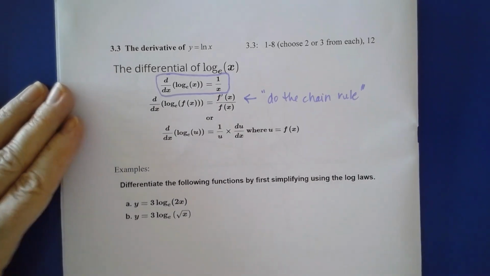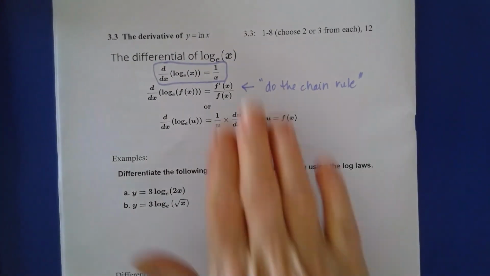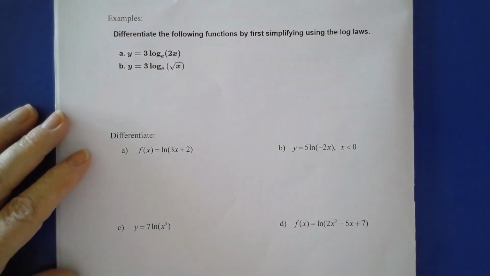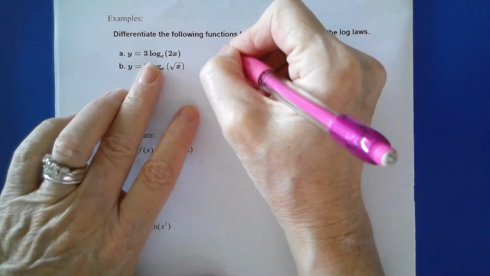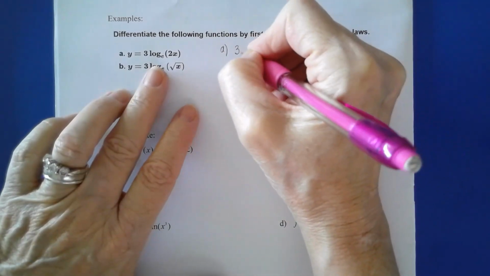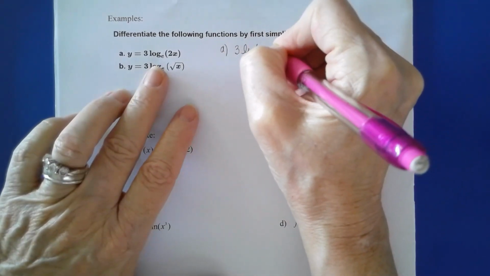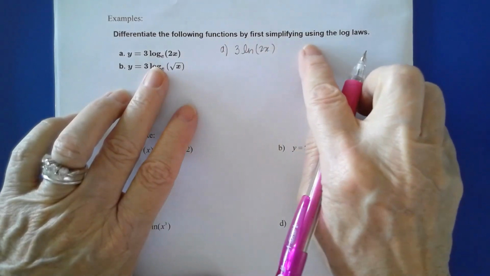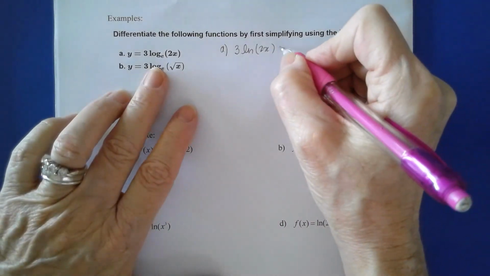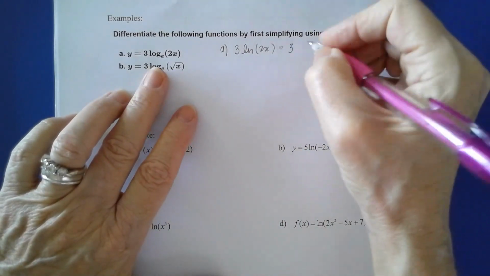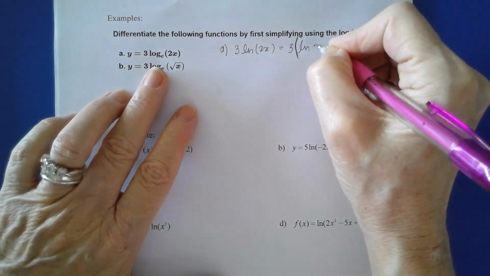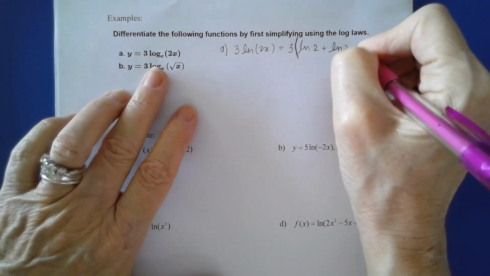All right, so let's do these a couple different ways. So these you have right in front of you, up on the top. I sadly have to slide them under there. And so I'm going to do A, and A says, okay, I've got 3 ln 2x, and in these directions they say differentiate the following functions by first simplifying using log laws. So I'm assuming they mean 3 ln, I'll put a big bracket, 2 plus ln x.